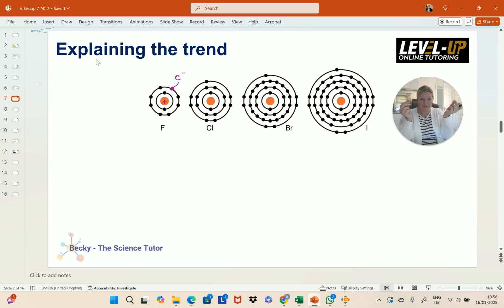The further away that they are, there's less pull, and so therefore it's harder to pull that electron into that spare spot on the outer shell, because each time we move down a level, we increase the number of shells. So just like with our group 1 elements, this is a standard answer if you get a question, why is chlorine less reactive than fluorine? Why is bromine less reactive than chlorine? It's the same kind of pattern. It's the same things that we're going to say.